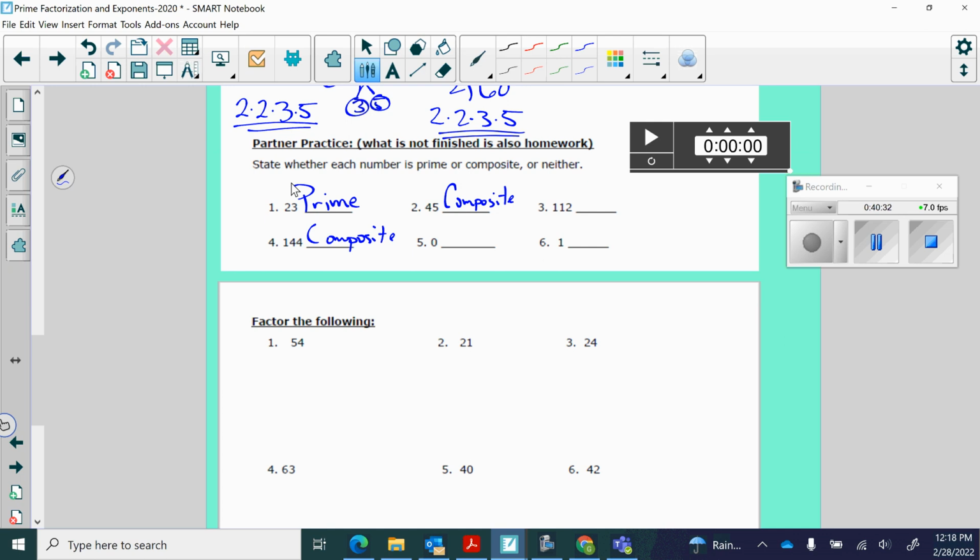Okay, 0. That is a neither. Guys, quiet down. 112, I can divide by 2. That makes it composite. 1 is a neither.